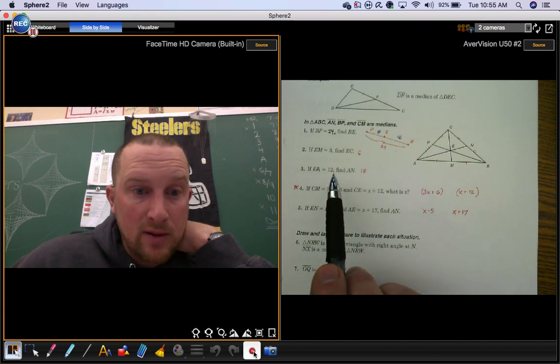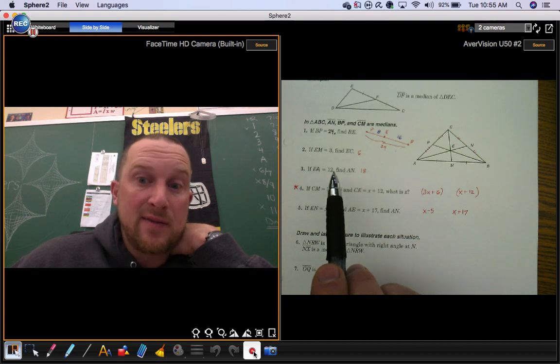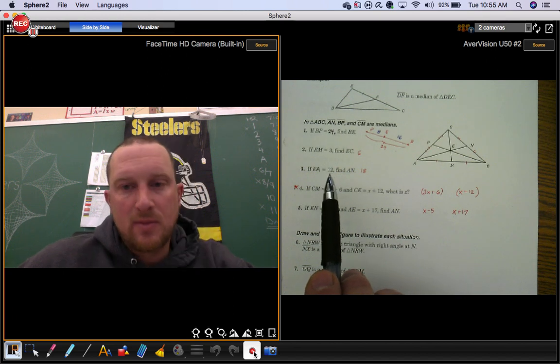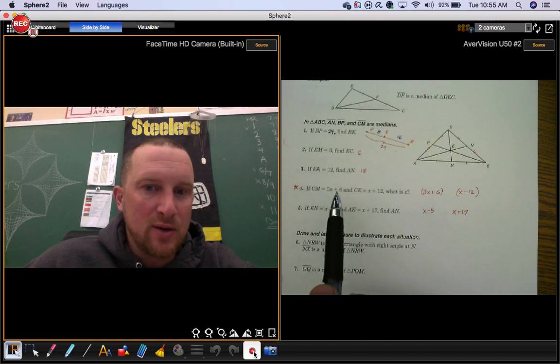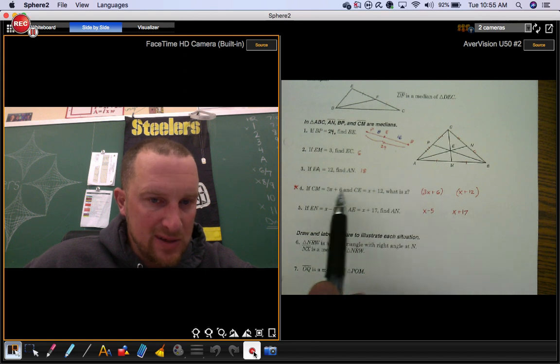Another way to do it would be to take 3 halves of 12. 12 times 3 halves gives you 18. And we know you don't like fractions so much, but that's another way you could do it. And that would kind of come in handy here in number 4. We got a little star beside this one. This one's a little more challenging, so we're going to save this one for the end.